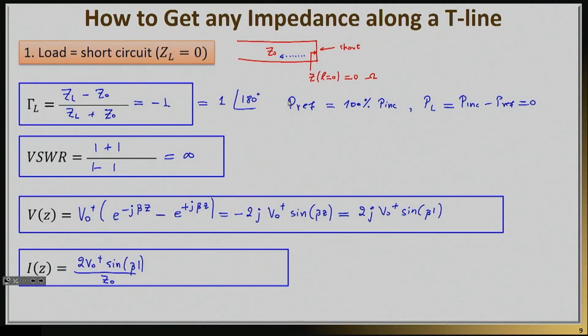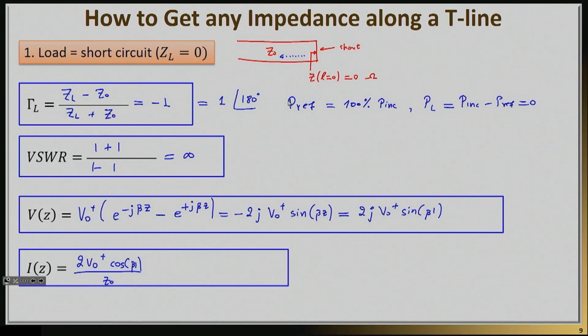Well, let me correct that. I'm applying the equation I had before for the current, so I have to be a little bit more careful here. If you do this math, it will be 2V0+ cosine beta L divided by Z0, because in the current case, you will have exponential e to the -j beta z plus e to the j beta z.